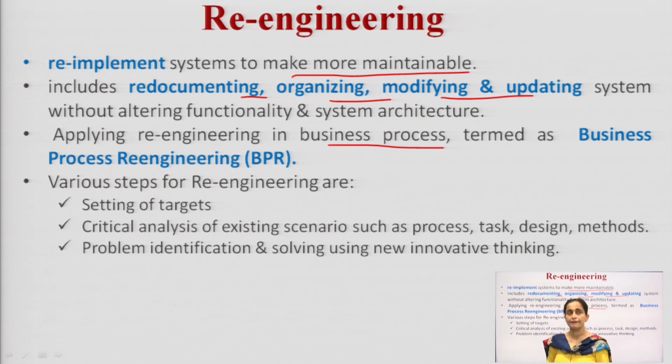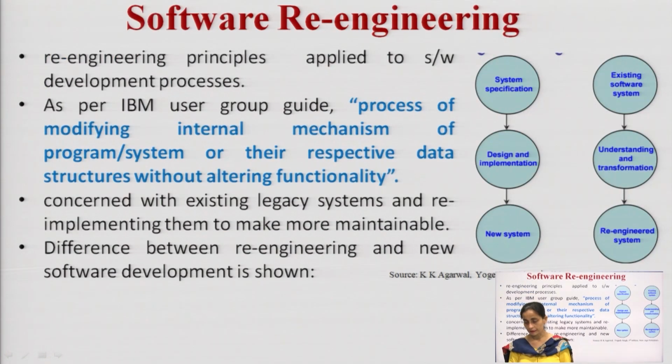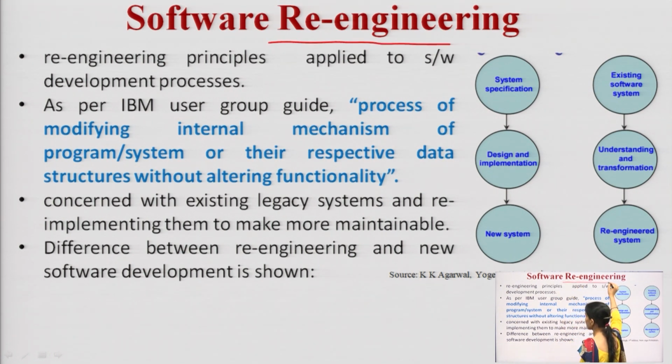The different steps for re-engineering are setting of targets, critical analysis of the existing system, and then problem identification and solving it as per the new thinking. When re-engineering is applied to the software development process, it is known as software re-engineering.